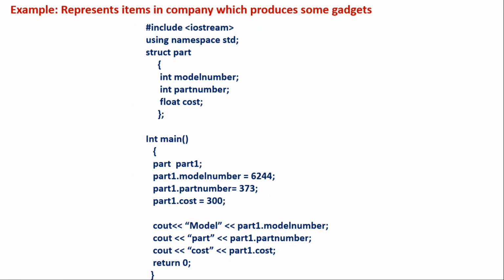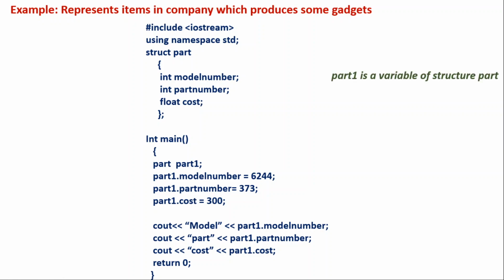Now we have to see that once a structure variable has been defined, how its members can be accessed. Here the structure variable has been defined, and the structure variable is part 1. Now the members under the structure variable have to be accessed, and the members here are model number, part number and cost. These are the members of this structure variable. The structure is part, part 1 is the variable of the structure part, and the structure members under part 1 are model number, part number and cost.